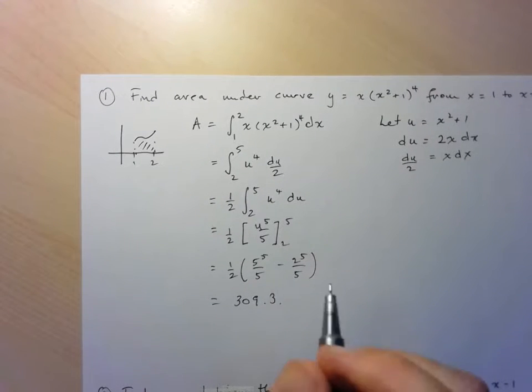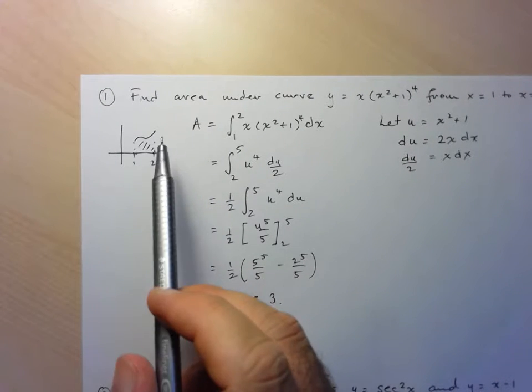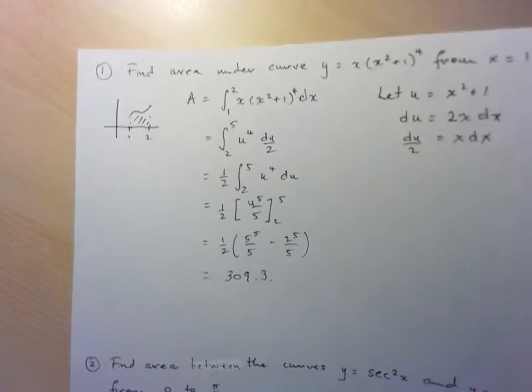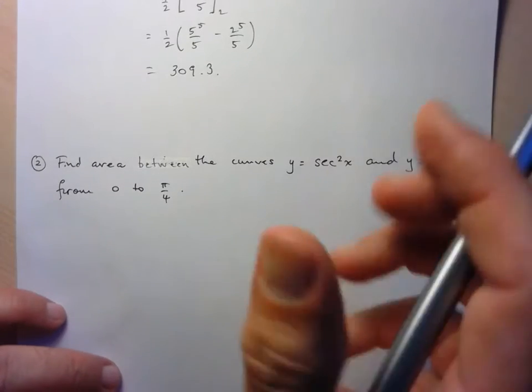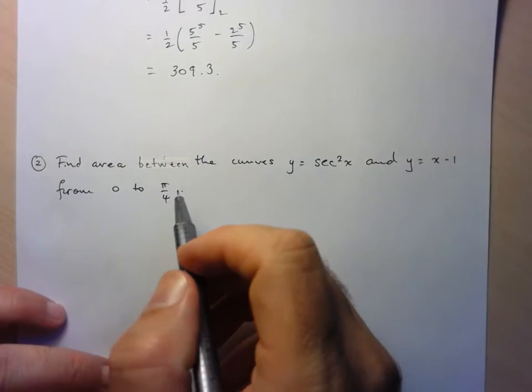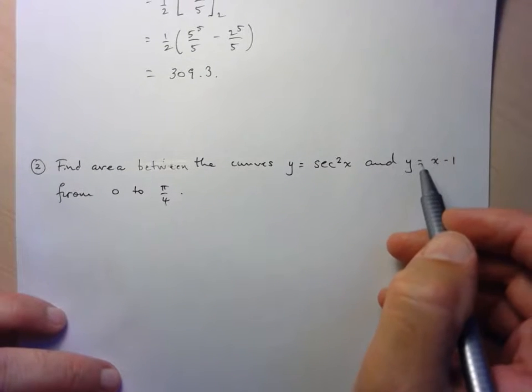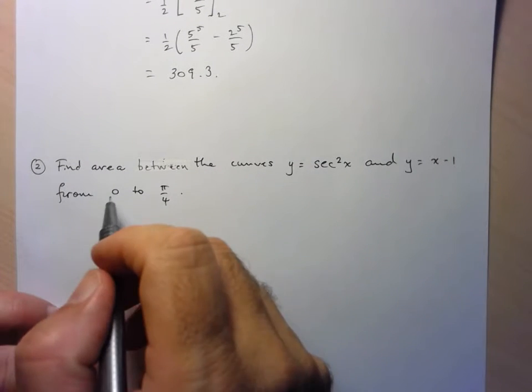Okay, and so this, as we said, just gives us the area under this curve between 1 and 2. Okay, let's move on to the second question. So this asks us to find the area between two curves, between the curves secant squared x and the line x minus 1 in this region here.